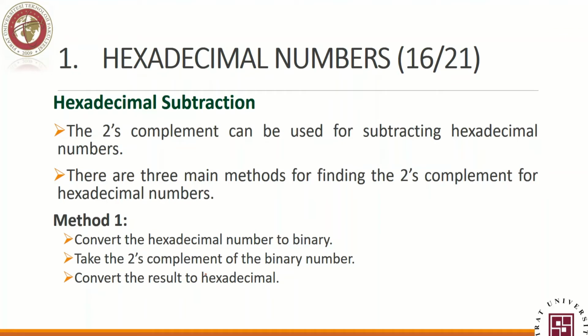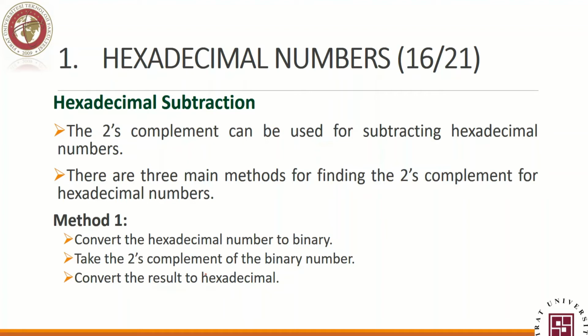Subtraction. Subtraction is a special type of addition. If we want to subtract hexadecimal, then we have to go to the 2's complement, the 2's complement of hexadecimal numbers. You remember in binary what we did? We added the numbers after taking the 2's complement of the subtrahend, right?